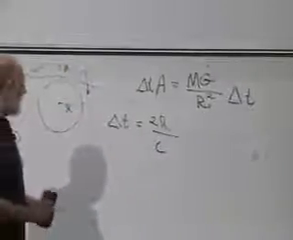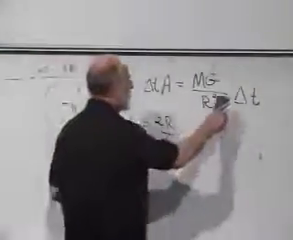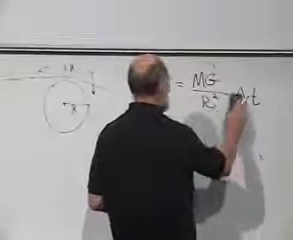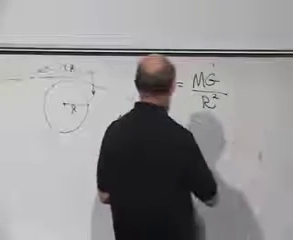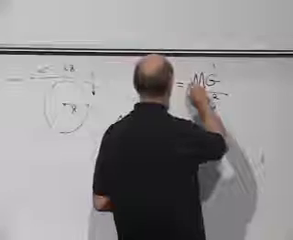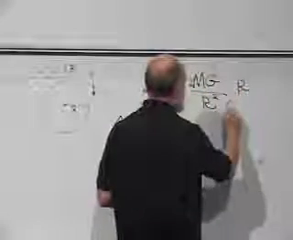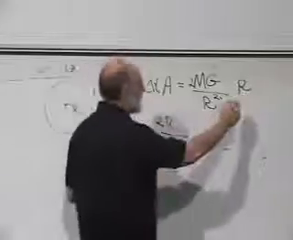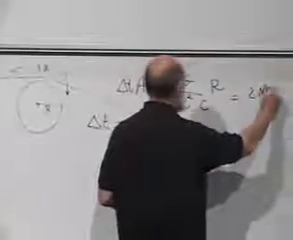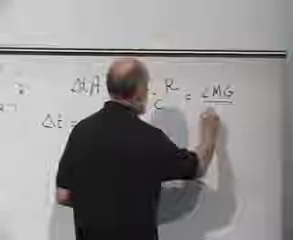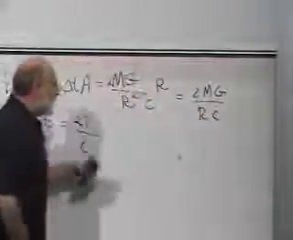So let's plug that in. That gives us another 2. The 2 is not important. R divided by c. And what is that? That's twice MG over rc, right? That's the downward component of velocity here.